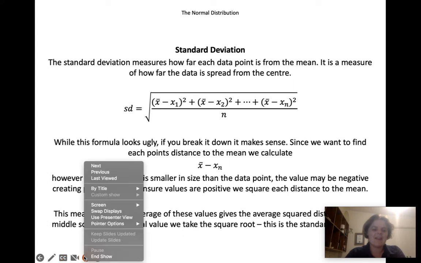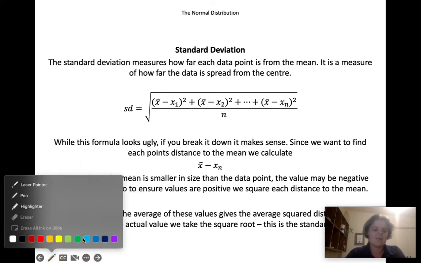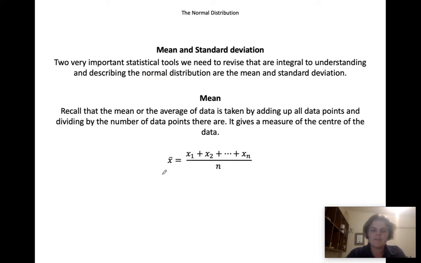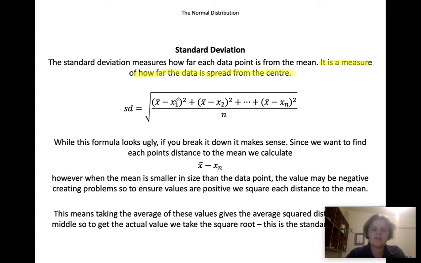You don't need to know everything on this slide. The key point is that standard deviation is a measure of how far data is spread from the center. If you have a big standard deviation, the data is far from the mean. If you have a small standard deviation, the data is very close to the mean. This X bar, as we said earlier, represents the mean. Then we subtract each of the data points from the mean, square that, sum it all up, divide by how many data points there are, and then take the square root of that. So it's just about the distance the data is from the mean, or how spread the data is from the mean.